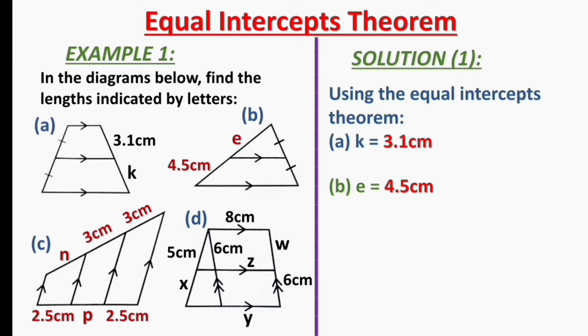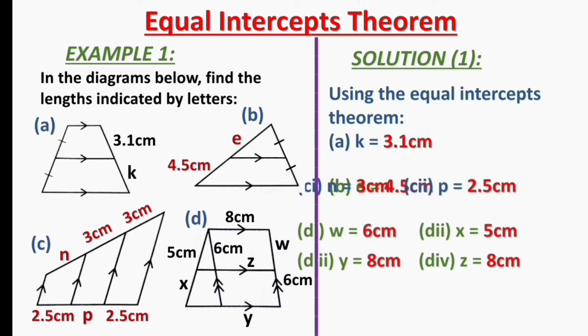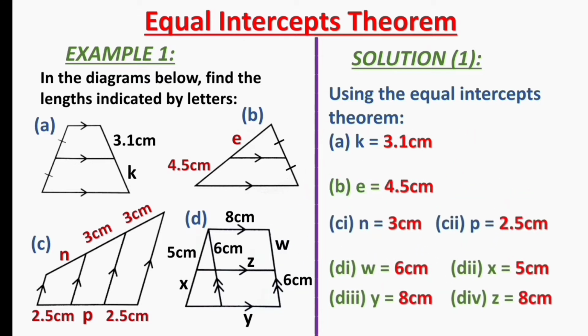Let's see if you can. In question C, the length of N is equal to 3 centimeters, while the length of P is equal to 2.5 centimeters. And lastly, in question D, the length of W is 6 centimeters, the length of X is 5 centimeters, the length of Y is 8 centimeters, and the length of Z is 8 centimeters. I hope you got all these answers correctly.